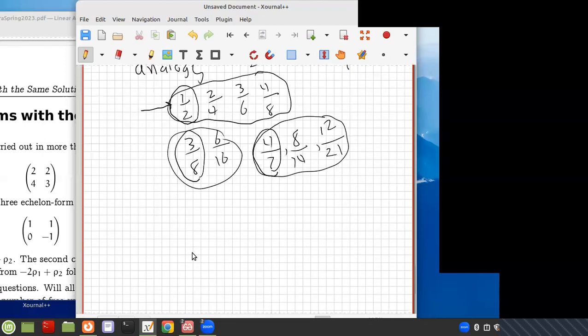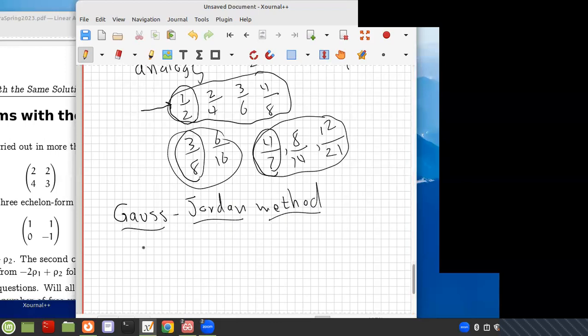It turns out to be the end result of what's called the Gauss-Jordan method, which is an extension of Gauss's method. Okay? The goal of Gauss's method is echelon form. The goal of the Gauss-Jordan method is reduced row echelon form.